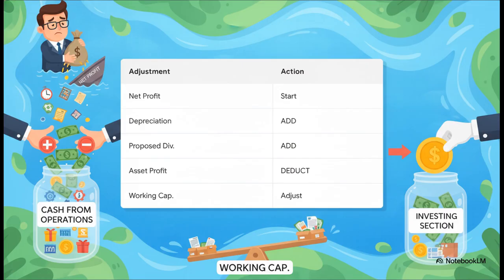Our businessman's profit was essentially drowning in non-cash paperwork. Take depreciation, for example. It lowers your net profit on paper, but you didn't exactly write a check to depreciation this year, did you? So to find the real cash, we have to add back those non-cash expenses. We also add back provisions for taxes and dividends. On the flip side, if you made a profit selling an asset, you actually deduct it here because that cash belongs in the investing section, not operating. Finally, you adjust for changes in working capital to get your true cash generated from operations.